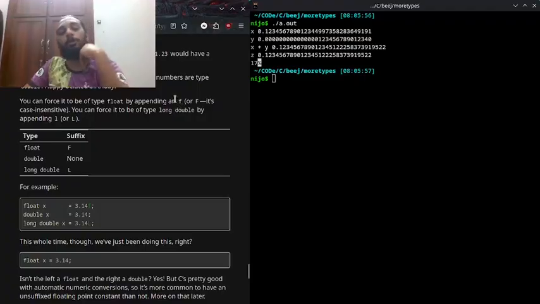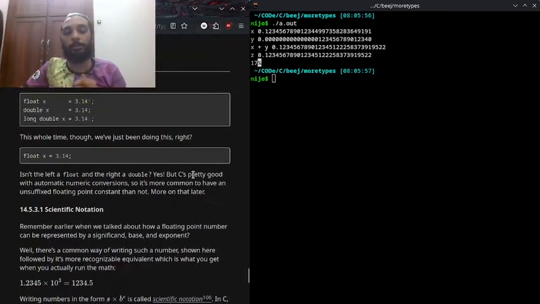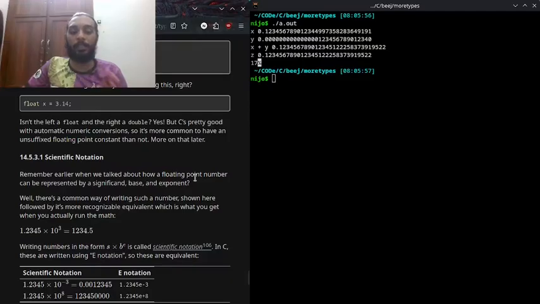Okay, floating point constants. You'd think that a floating point constant like 1.3 would have a default type of float, right? Surprise, turns out unsuffixed floating point numbers are type double. You can force it to be type float by appending an f or capital F, it's case insensitive. You can force it to be type long double by appending l or capital L. This whole time though, we've just been doing this, right? Is the left a float and the right a double? Yes, but C is pretty good with automatic numeric conversion, so it's more common to have an unsuffixed floating point constant than not. More on that later.